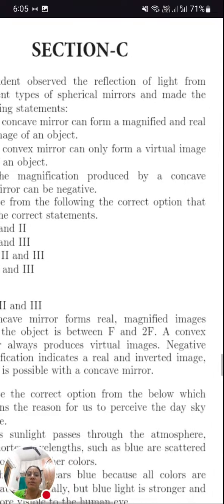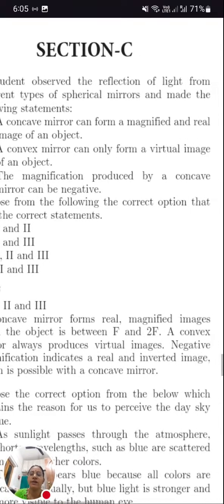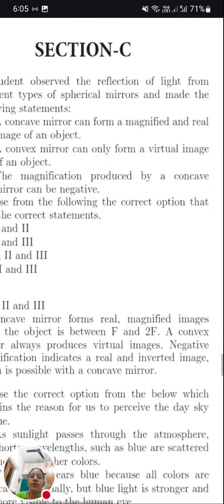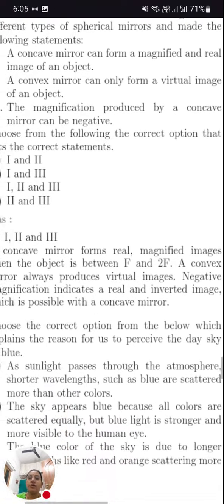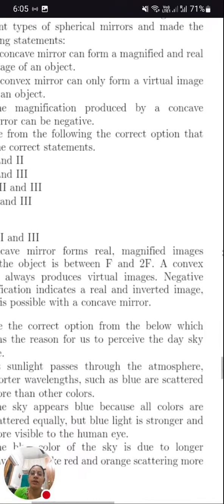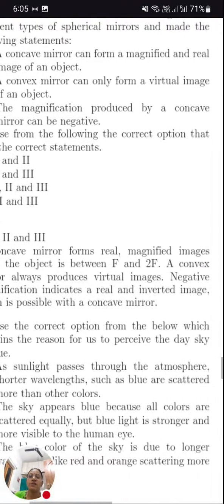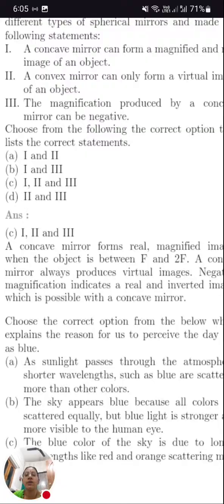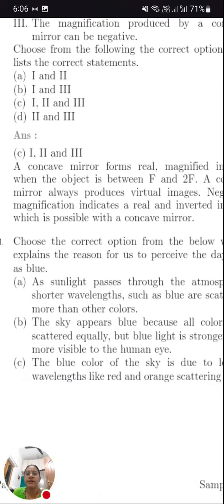Concave mirror forms a real magnified image when the object is between F and 2F. Instead of 2F, as in the mirror we don't have 2F, here we will consider this to be C, the center of curvature. Convex mirror always produces a virtual image. Negative magnification indicates that a real and inverted image is formed. In the concave case, we get only one condition where there is a virtual image, that is when the object is between pole and focus. In all the rest of the conditions, it is real and inverted. So magnification is negative. All the three options are correct, 1, 2 and 3. Let's move on to the next question.